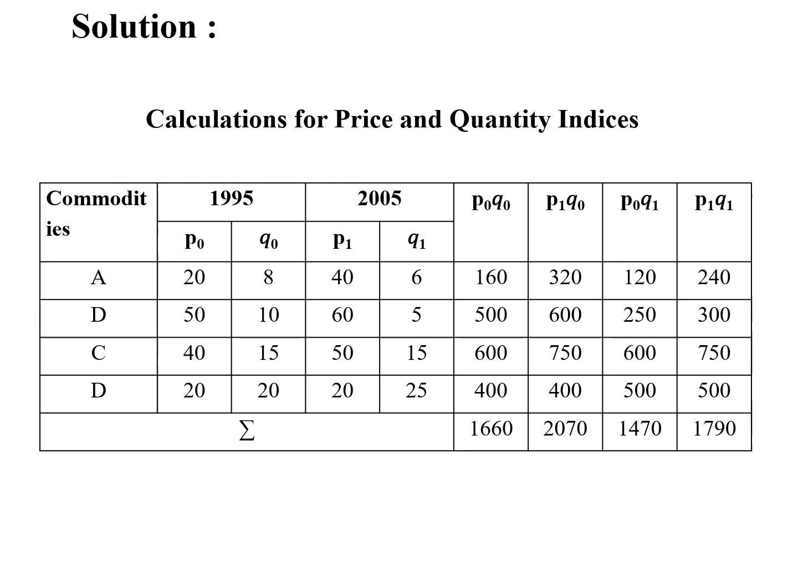The next one, P naught into Q1, those two values. So 20 into 6, 120; 50 into 5, 250; 40 into 15, 600; 20 into 25, 500. The next is P1 into Q1. Now we are multiplying these two values: 40 into 6, 240; 60 into 5, 300; 50 into 15, 750; then 20 into 25, 500.